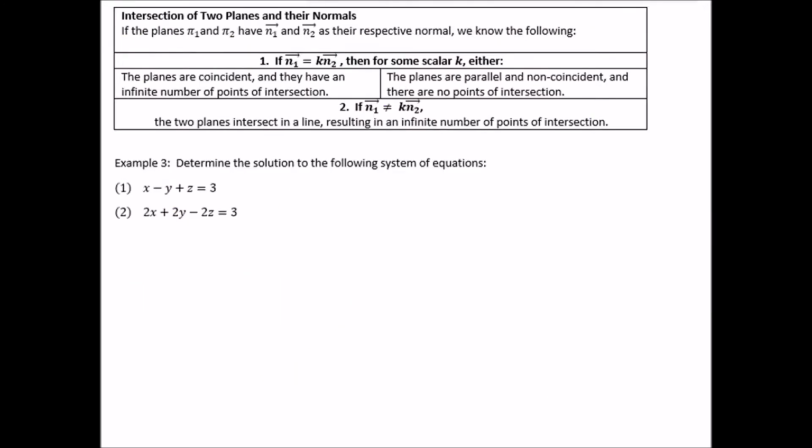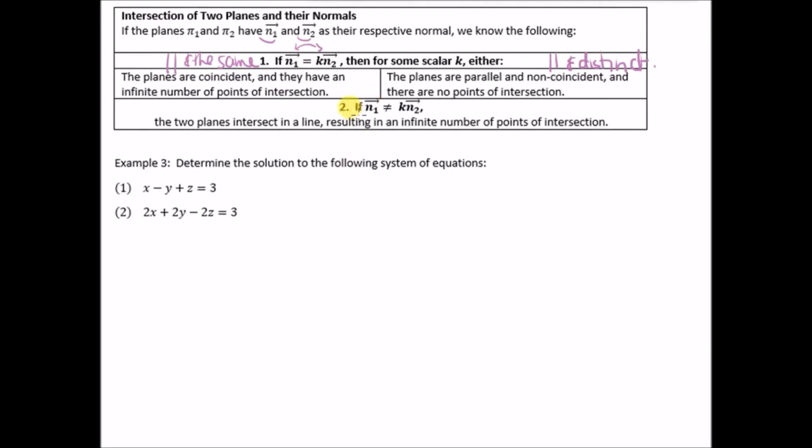All right. Intersection of two planes and their normals. So if two planes, pi1 and pi2, have normals n1 and n2, we know the following. If the normals are scalar multiples of one another, then the planes are coincident and have an infinite number of points of intersection, or the planes are parallel and non-coincident. So coincident is parallel and the same, basically. Or the planes are parallel and non-coincident, and there are no points of intersection. So this is parallel and distinct.